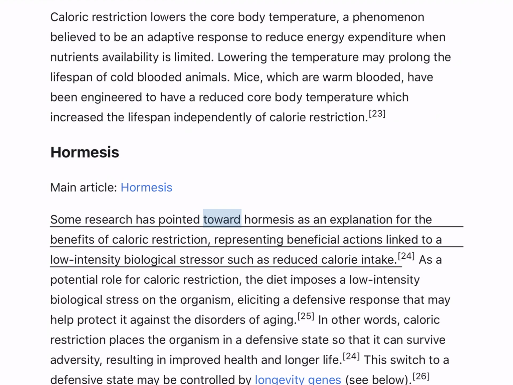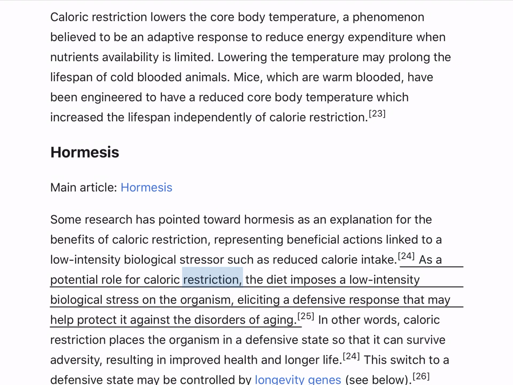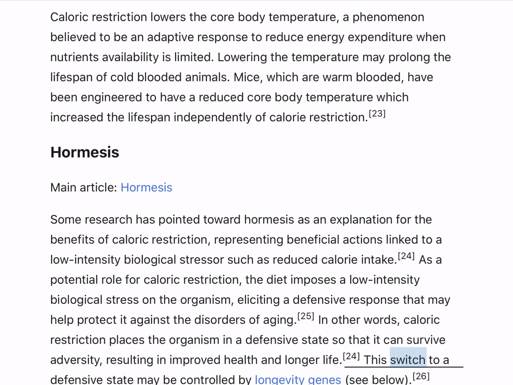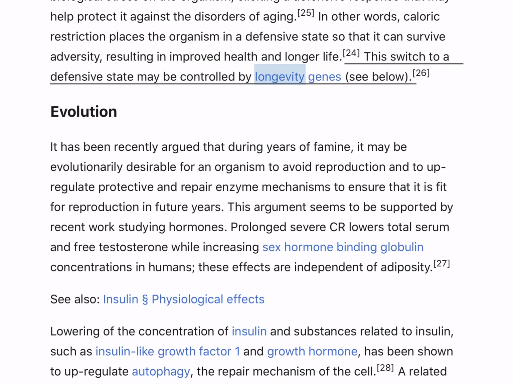Hormesis. Some research has pointed toward hormesis as an explanation for the benefits of caloric restriction, representing beneficial actions linked to a low-intensity biological stressor such as reduced calorie intake. As a potential role for caloric restriction, the diet imposes a low-intensity biological stress on the organism, eliciting a defensive response that may help protect it against the disorders of aging. In other words, caloric restriction places the organism in a defensive state so that it can survive adversity, resulting in improved health and longer life. This switch to a defensive state may be controlled by longevity genes.